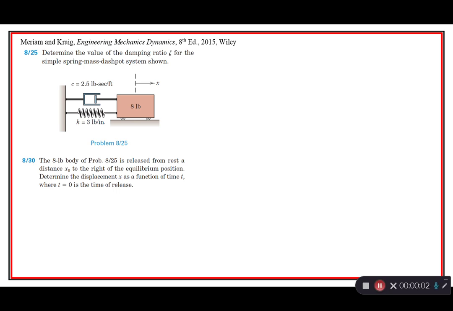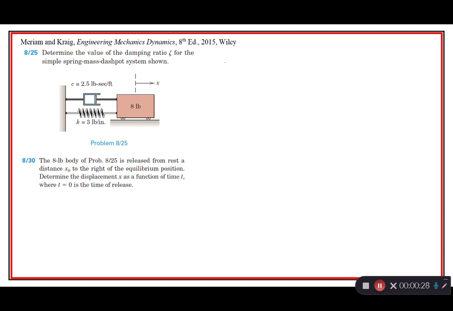Well, alrighty. There are two problems here, both from Miriam. The first one is to determine the value of the damping ratio. This is actually a pretty straightforward problem. You could probably do this in, I'm guessing, 4 minutes. We could time ourselves. We started at the 26 mark.